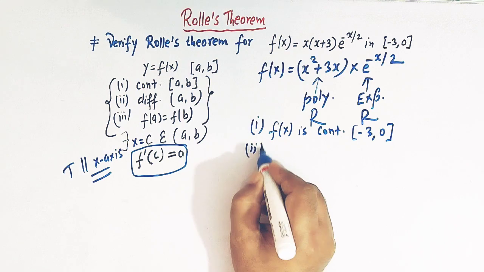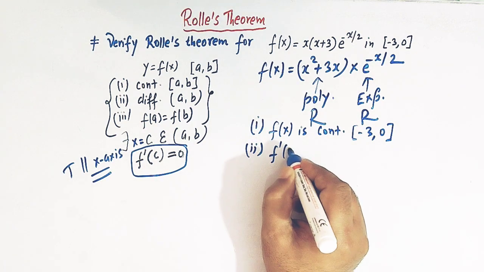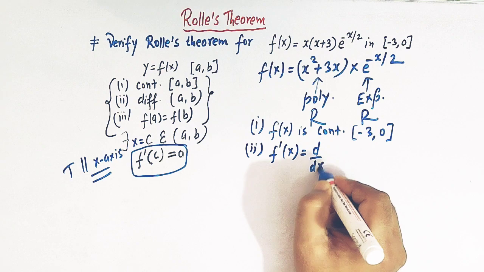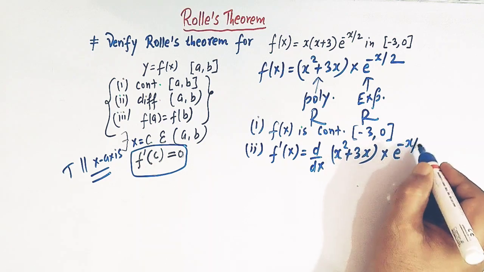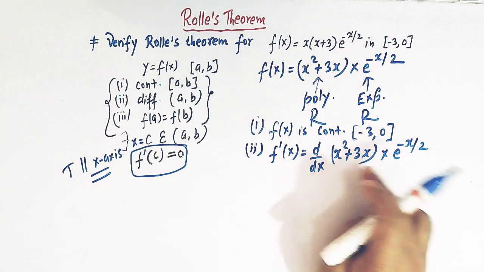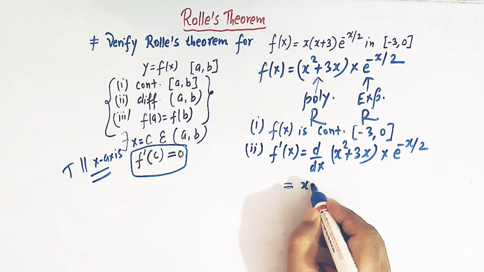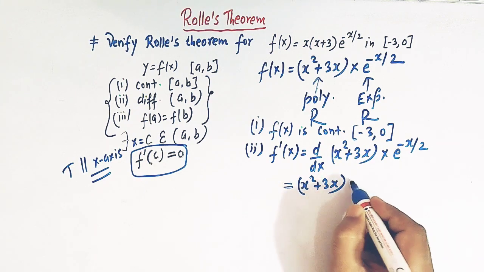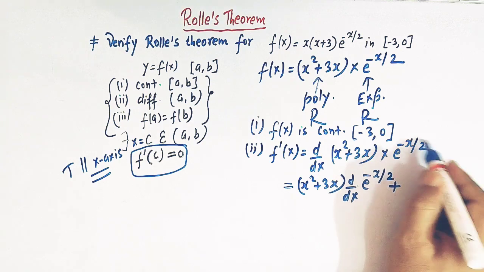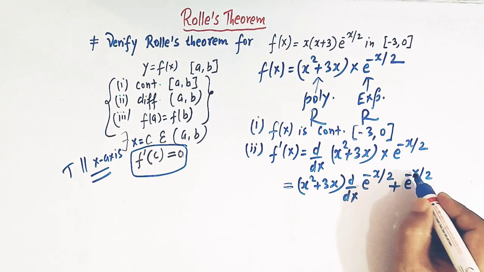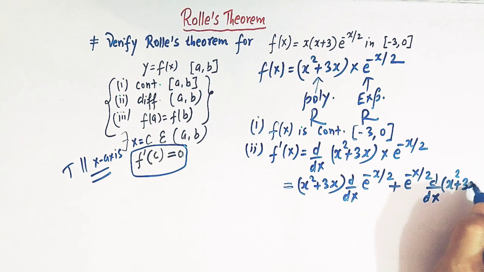Now let us differentiate this function f of x with respect to x. So f prime of x is d by dx of x square plus 3x times e raised to minus x over 2. Here we have the product of two functions. So we first take the function x square plus 3x and find the derivative of e raised to minus x over 2, and then we take e raised to minus x over 2 and find the derivative of x square plus 3x.